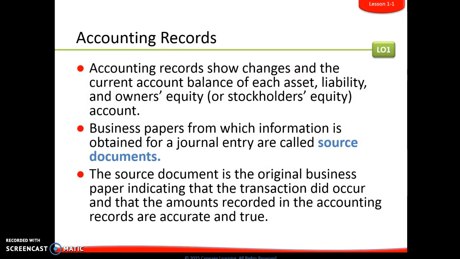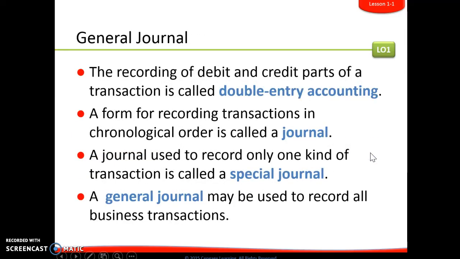Accounting records show changes and the current account balance of each asset, liability, and owner's equity or stockholders' equity. Business papers from which information is obtained for a journal entry are called source documents. Again, that's something that we already know. The source document is the original business paper indicating that the transaction did occur and that the amounts recorded in the accounting records are accurate and true. Double entry accounting is the recording of debit and credit parts of a transaction. That's what we are used to doing.